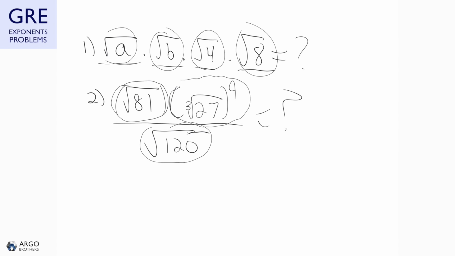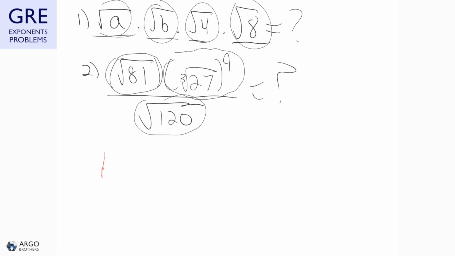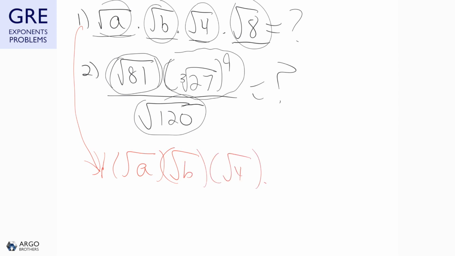All right, here we are back again. Let's go over number 1. I'll do this in red, okay? So here's number 1. We have radical a times radical b times the square root of 4 times the square root of 8. And what does that equal?